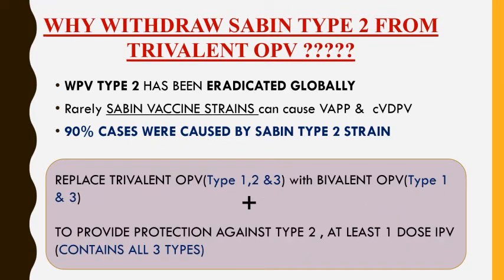So, it was decided to replace trivalent OPV, which contains strains 1, 2, and 3, with bivalent OPV, which contains strains 1 and 3. And to provide protection against type 2 strain, it was decided to give at least one dose of IPV, which contains all three strains.